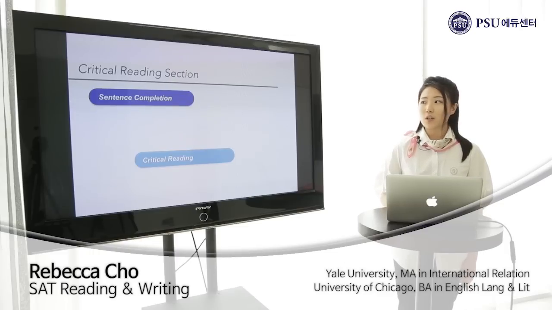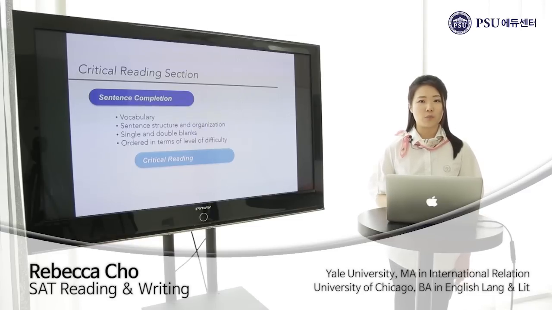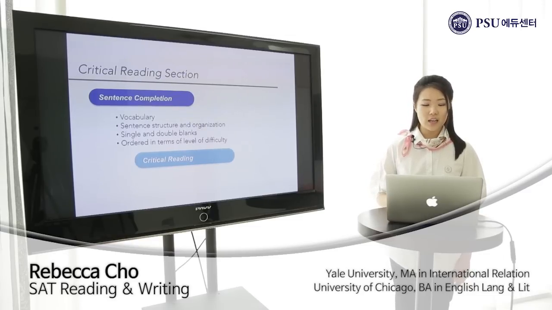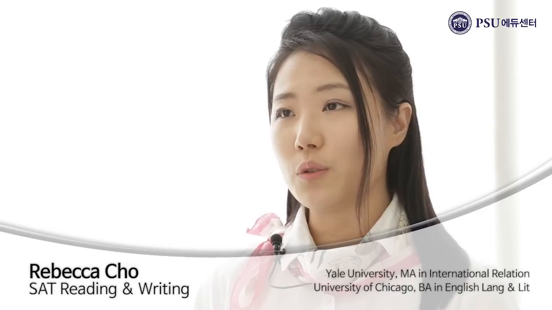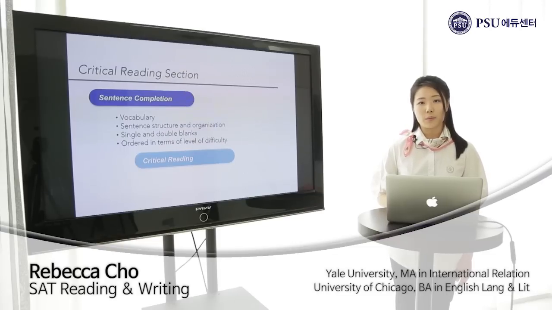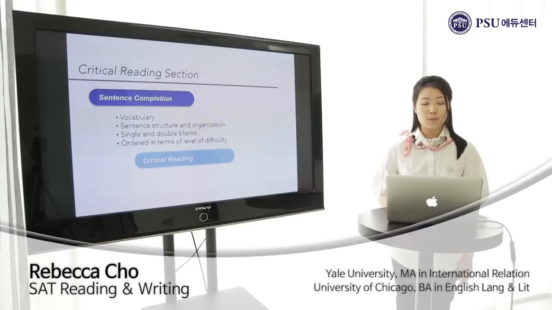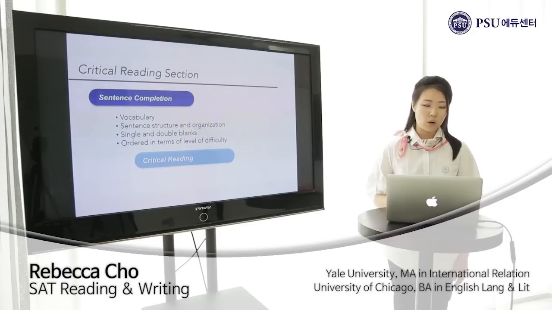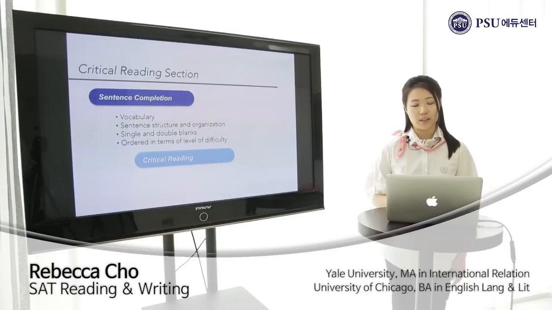In the sentence completions, what exactly is it that the test takers are looking for? They're looking for mastery of your knowledge of meaning of words, which in other words is vocabulary. They're also looking at sentence structure and your ability to logically deduce from the organization and the sentence structure. And you will have single and double blanks omitted, and it is your job to find the word that best fits into the blanks. In terms of organization, the sentence completions are organized in terms of level of difficulty. So the questions get progressively harder.